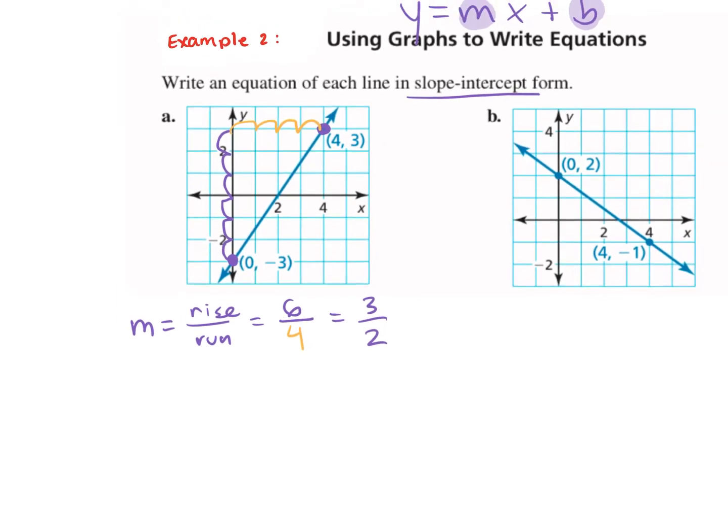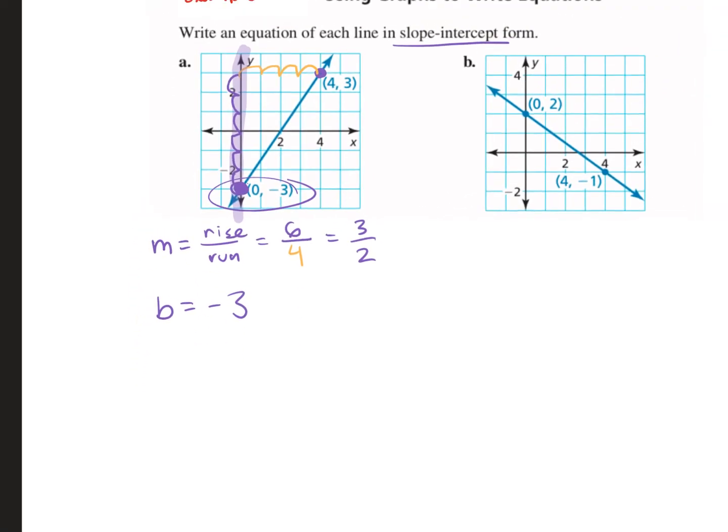So that's my slope. Next, I want to find the y-intercept, or my b. So my y-intercept is where my graph crosses the y-axis. So what is the y value when my graph crosses the y-axis? At what value on the y-axis? My graph crosses at negative 3, this point right here, negative 3. So my b is negative 3. So I'm going to plug my slope and my y-intercept into my equation. So I have y equals 3 over 2x minus 3. That's my answer.